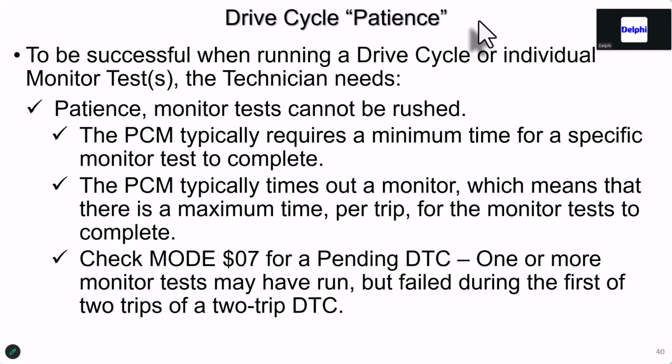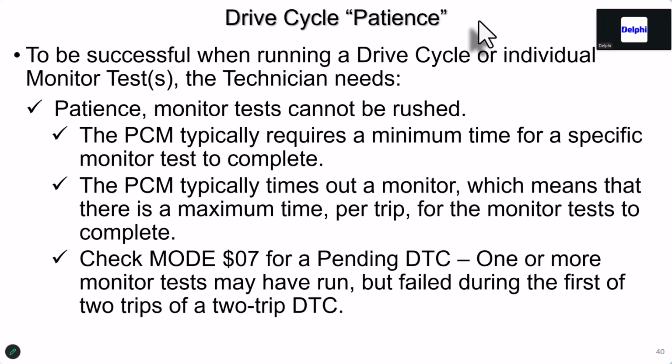Just remember, each monitor is going to have a minimum amount of time before it'll run. Most monitors will time out after a certain period of time during the trip. I use about 15 minutes, but as you just saw with that Nissan, I know in those Nissans I can drive them longer, and that O2 will complete, as the one showed, in 23 minutes. So you've got to develop a feel for this, and you've got to develop your own little memory bank.